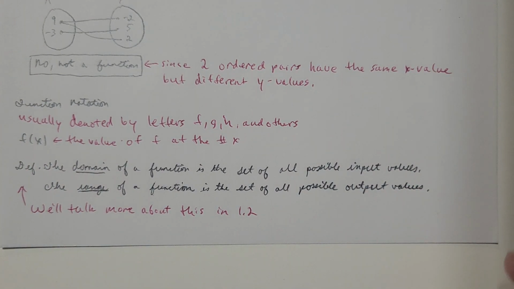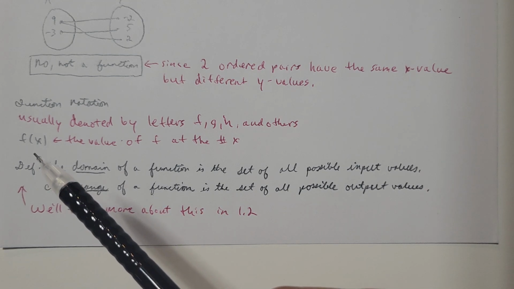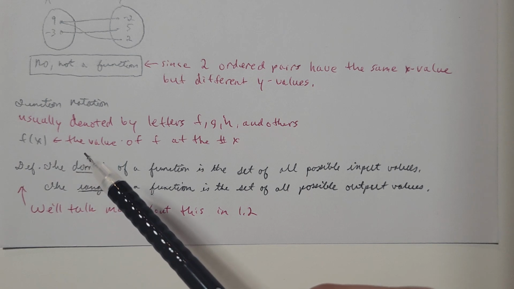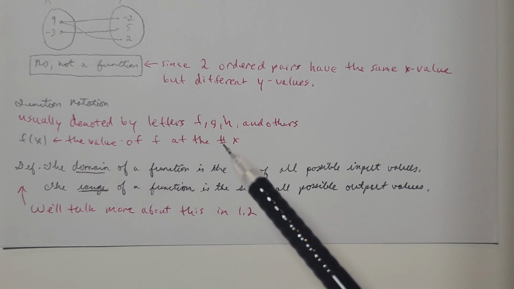So usually the letters f for function, g, h, k, there's others, are going to represent functions. Okay, f of x is most common. And so the way that I would read that is to say f of x, and I'm talking about the value of f at the number x.